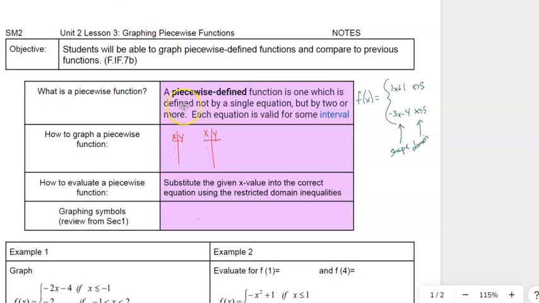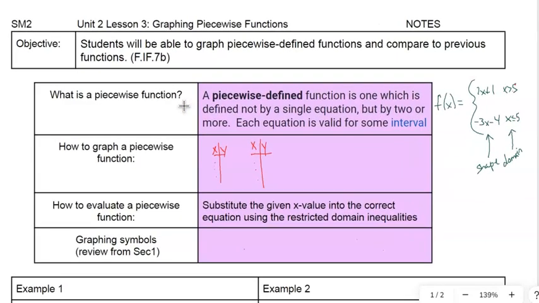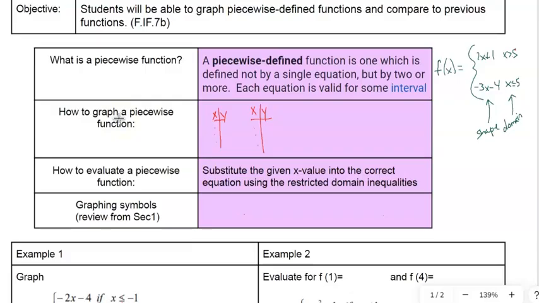Okay, so in this section, we are going to learn how to graph and evaluate piecewise functions. This might be new to most of you. So what is a piecewise function? It's a function that's defined not by just one equation like you had in Sec 1, but it's going to be defined by two or more equations, and each equation is going to be valid for some interval. We call that a domain restriction.